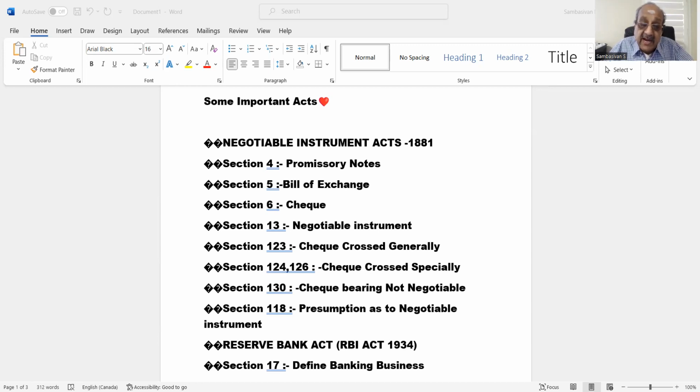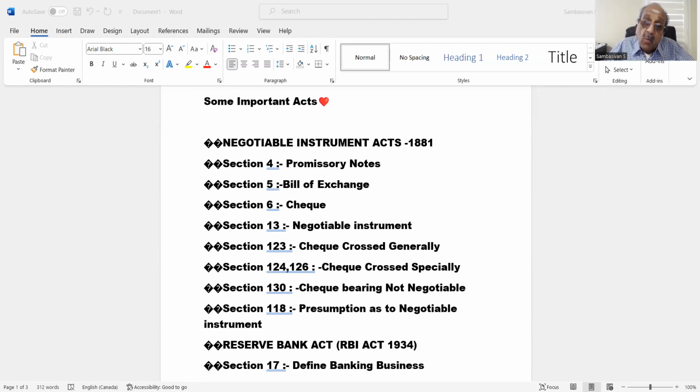Section 25, if the maturity date of the bill or promissory note is a holiday, it is payable on the previous working day. Section 31, if the bank wrongfully dishonors a check, that is, returning the check for fund reasons, when actually funds are available in the account, it should compensate the customer for any loss or damages suffered by him.